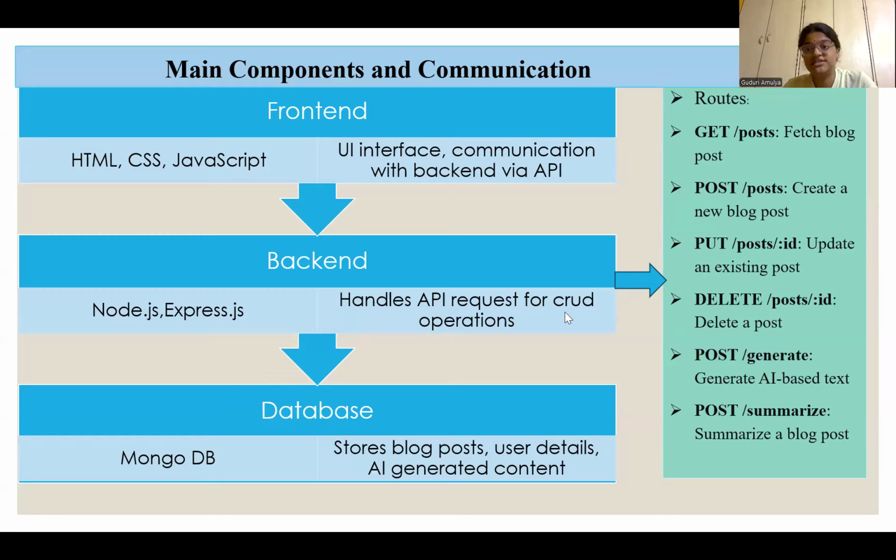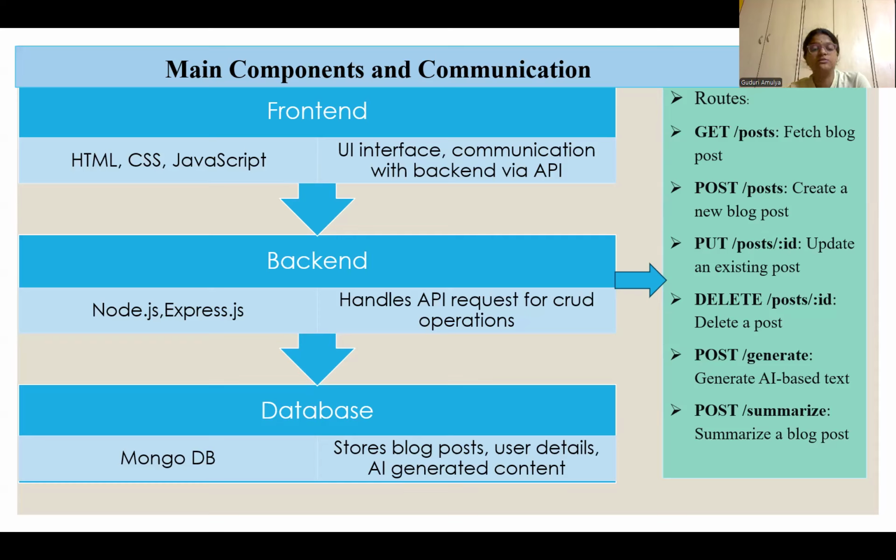The first one is get/post, which will fetch the blog post, and post/post, which will create a new blog post, and put/post/id, which will update an existing post. Delete will delete a post. Post/generate will generate an AI-based text. Post/summarize would summarize the blog post.